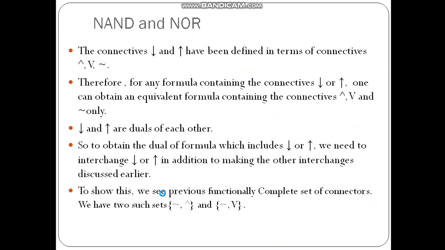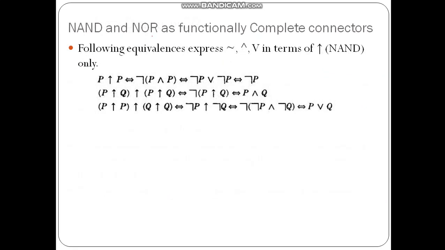Let us move ahead. NAND and NOR are functionally complete connectors that we have seen. The following equivalences express NOT, AND and OR in terms of NAND. If we want to represent NOT of P, that can be represented by using the NAND gate in this way: P NAND P. P NAND P is NOT of P and P, and P and P is P.